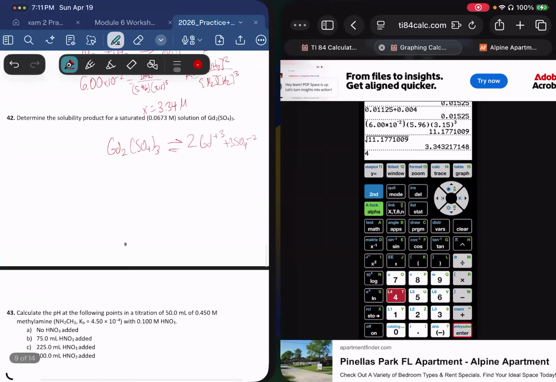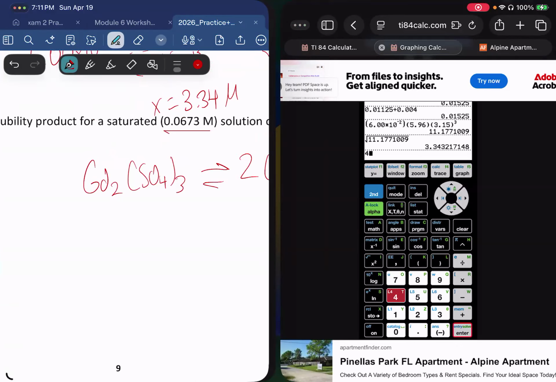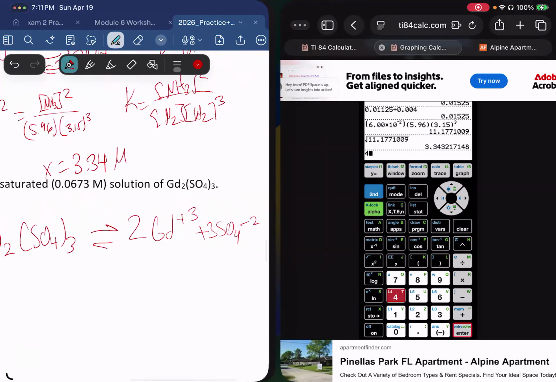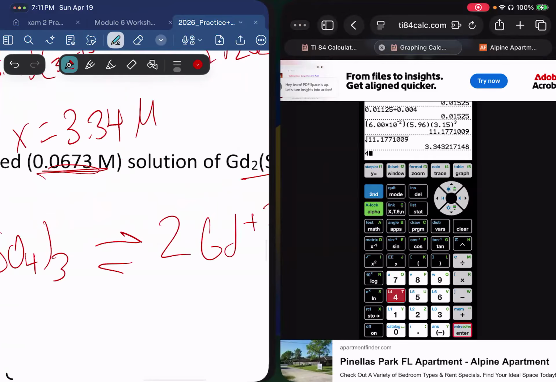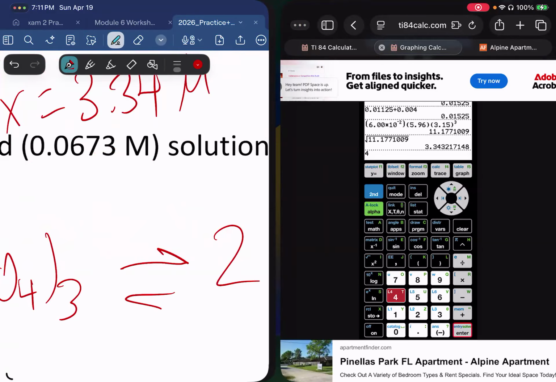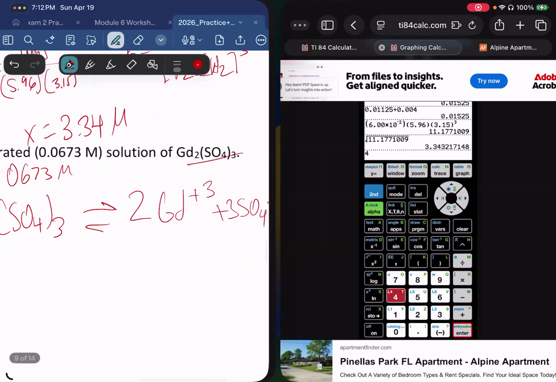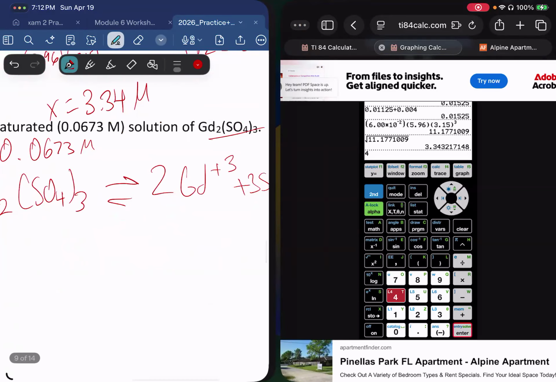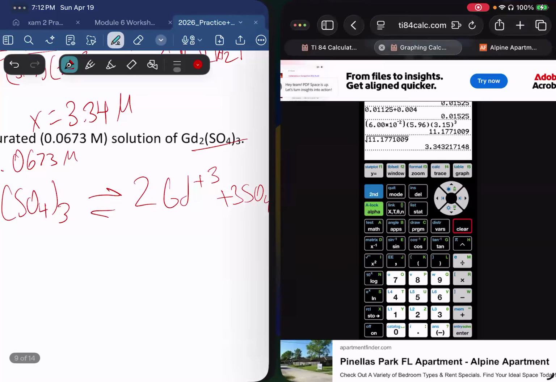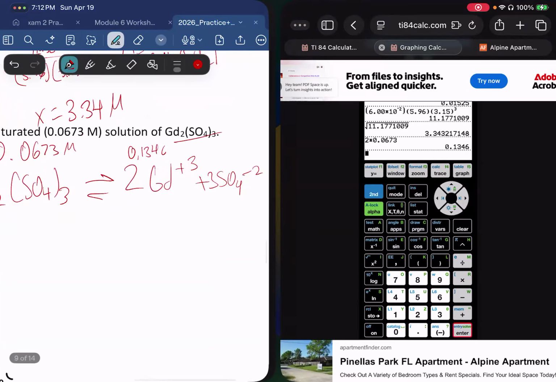So I believe, because they're giving you this solubility of the salts, this is a little misleading, right? This isn't the amount of salt in the solution, this is the aqueous amount of salt in the solution. So if there's 0.0673 molarity, that means there's 2 times this here. So 2 times 0.0673, we're going to get 0.1346 here.